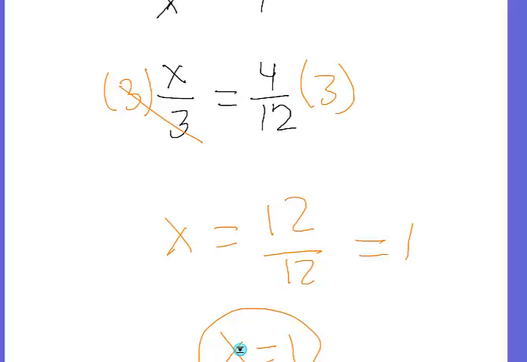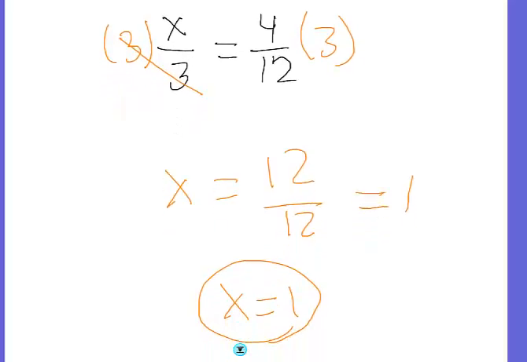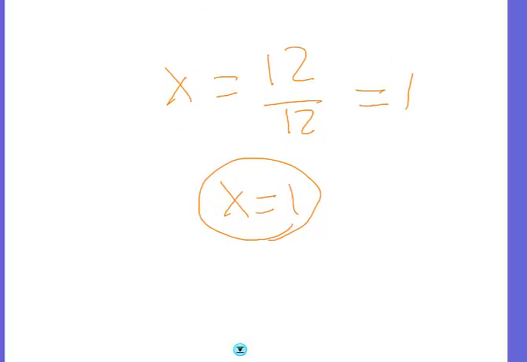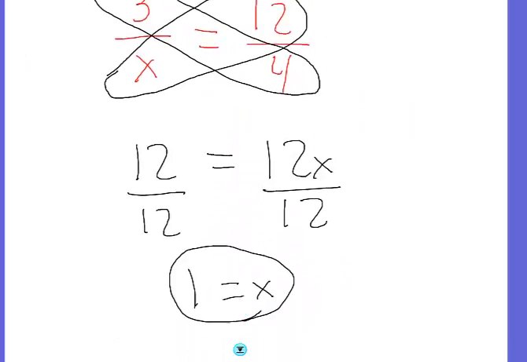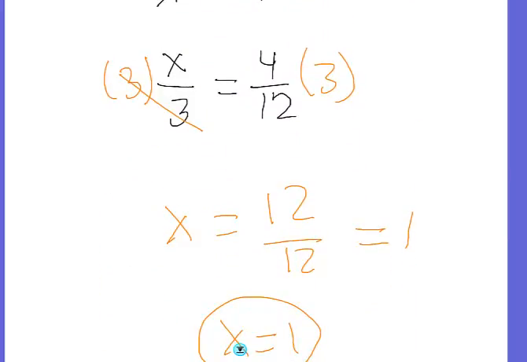Okay? So we have x over 3, multiply both sides by 3. 4 times 3 is 12. 12 over 12 is equal to 1. x equals 1. The reason why I don't like the cross multiply and divide thing is that a lot of times kids get tricked when we have a problem that looks like this.